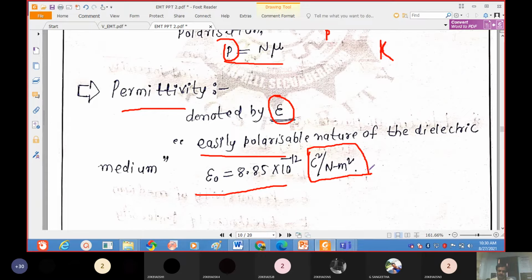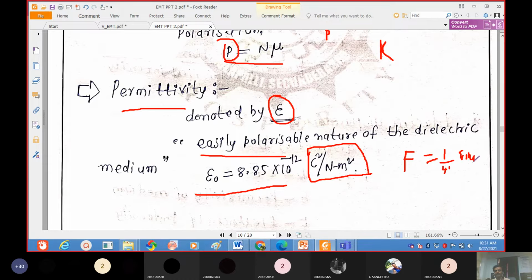How did these permittivity units come? There is one formula. Two charge carriers are separated by a certain distance. What happens? There is a force between the two charge carriers. That force F is equal to 1 by 4 pi epsilon naught into Q1 Q2 by R square.